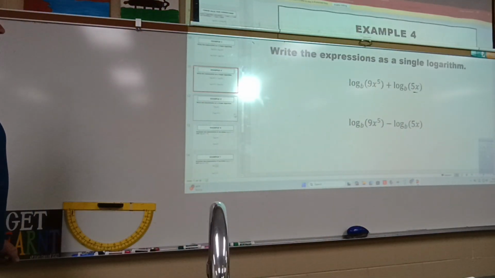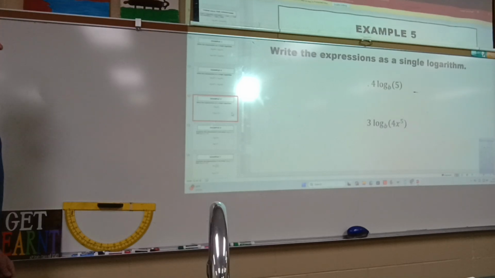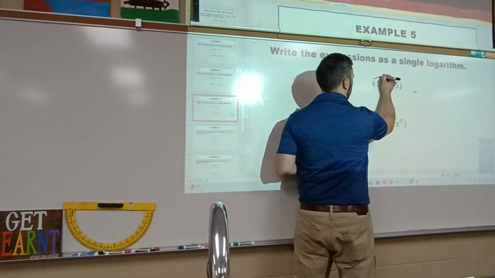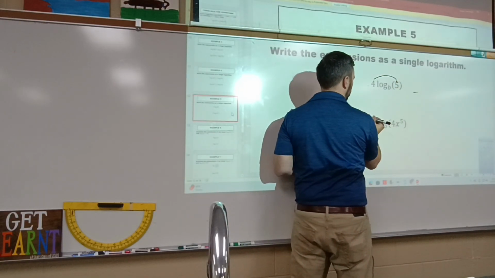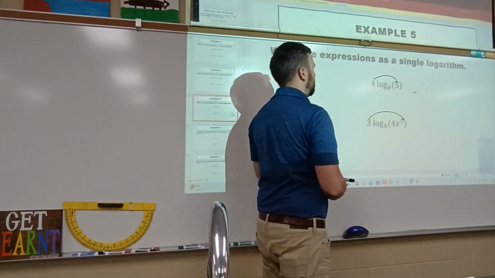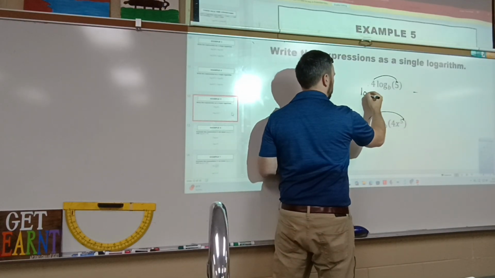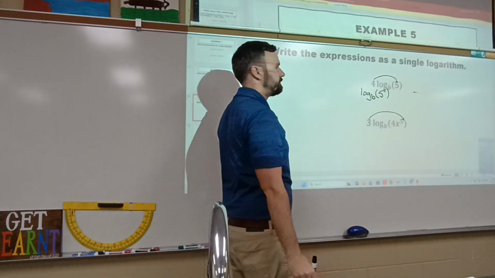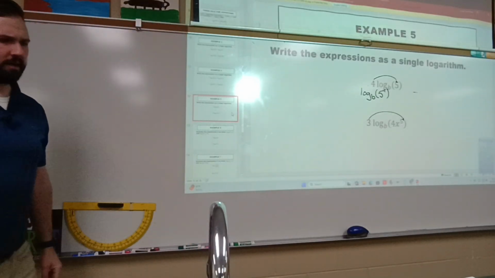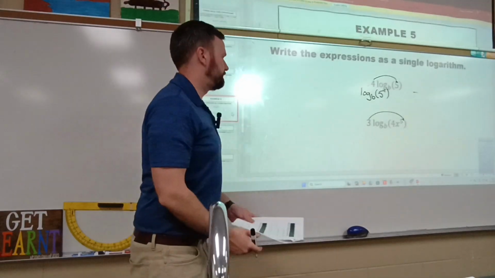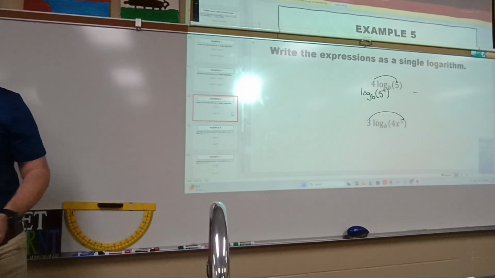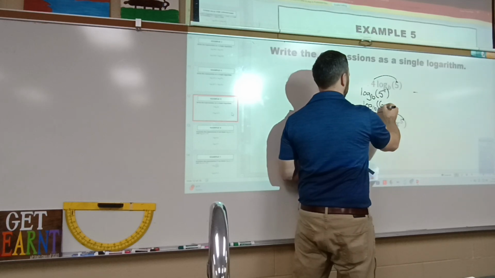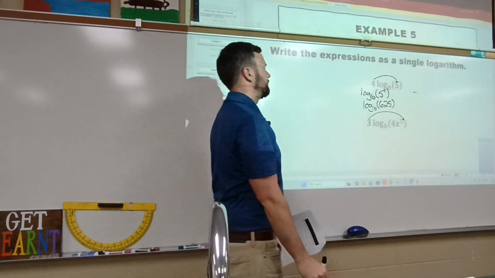All right, let's look at this beast. Oh no! What do I do with that number out in front? If there's a number out in front, I can move it as an exponent. So this would be log base b of 5 to the 4th. You can leave it like that. Oh, never mind. I'll finish it. That's 625, if you're curious.